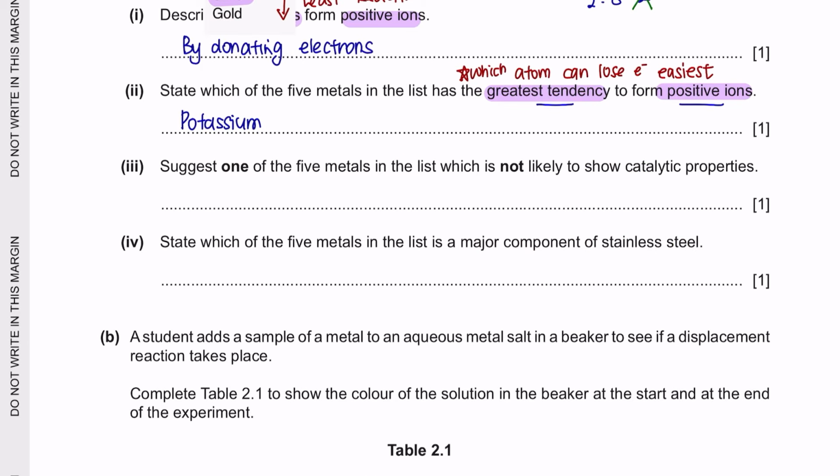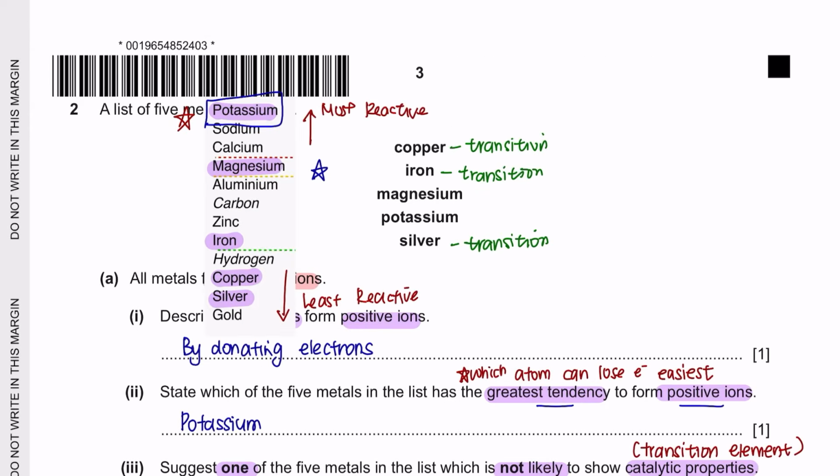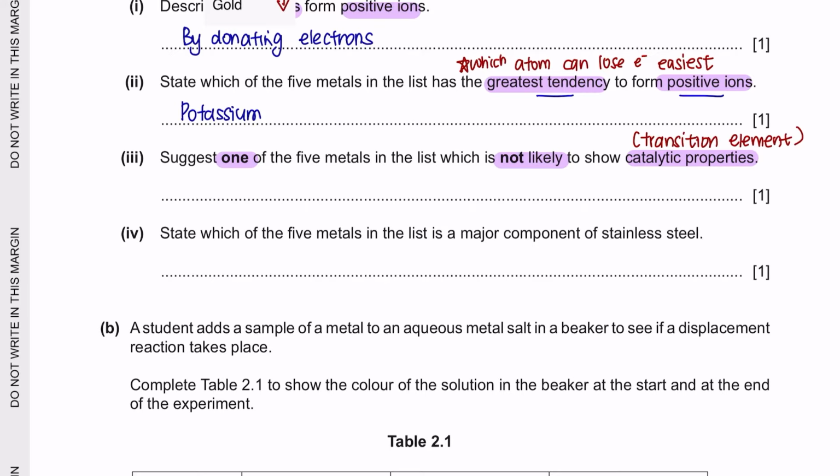Next question, part 3. Suggest one of the 5 metals in the list which is not likely to show catalytic properties. Catalytic properties are only displayed by transition elements. Copper, iron, and silver are transition elements, whereas magnesium and potassium are from group 2 and group 1 of the periodic table, meaning that they will not display any catalytic properties.